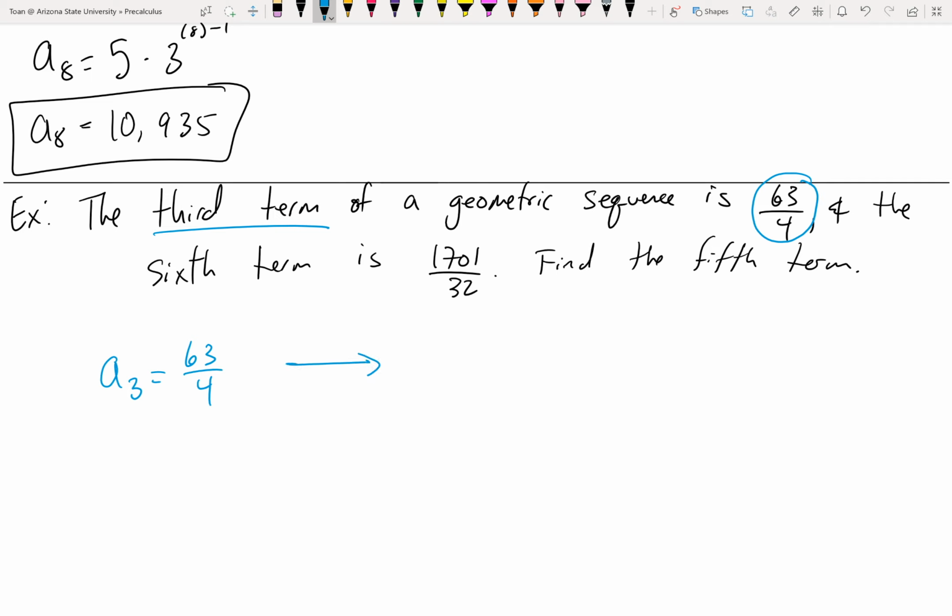The idea is that you should be able to translate that into an equation because they tell us it's geometric. Because they tell us it's geometric, that geometric equation is unlocked, and then we know that the term value, 63/4, is equal to the first term, which we don't know, times r, which we don't know, raised to the n minus 1. Now they tell us that it's the third term, so n is 3, right? 3 minus 1. And similarly, you can do it to the other information. The sixth term is 1701/32. Symbolically, a sub 6 equals 1701/32.